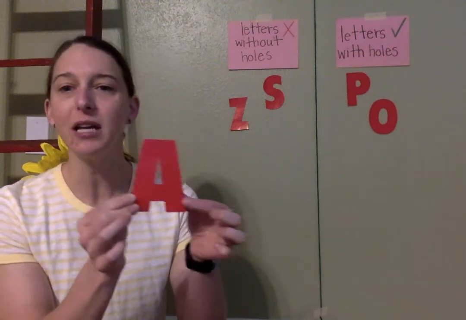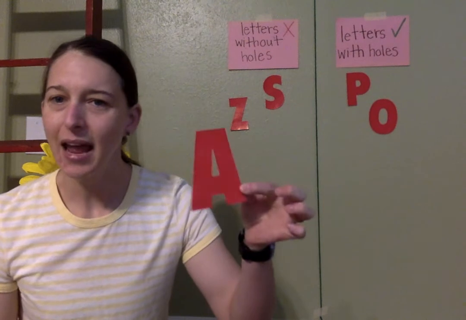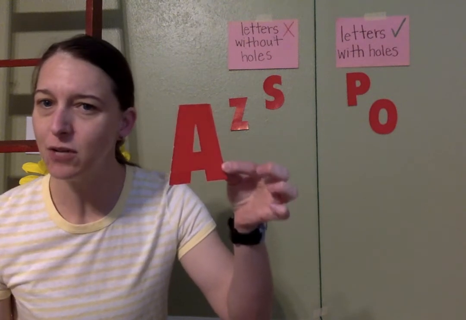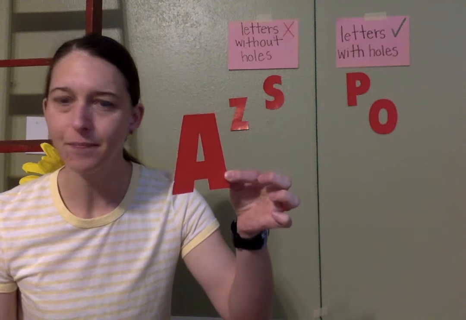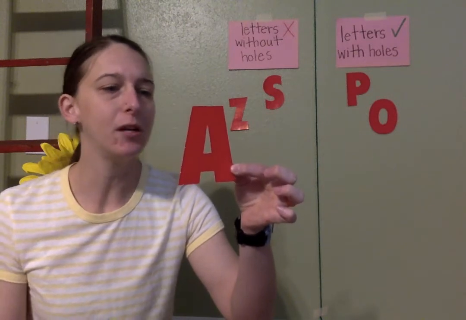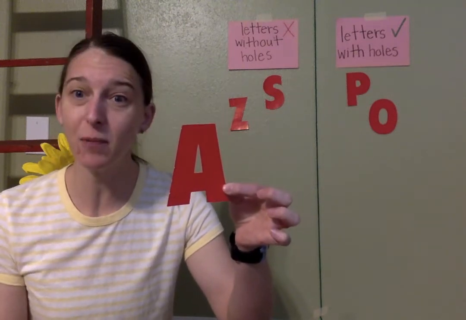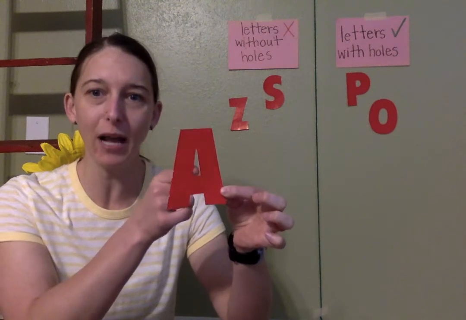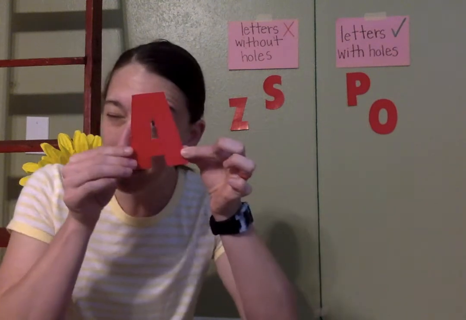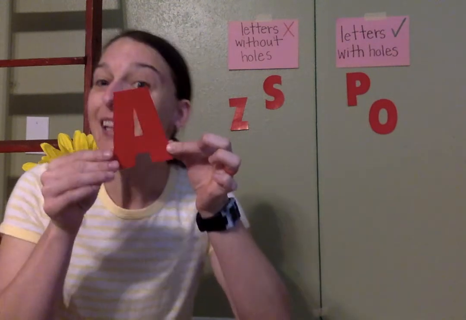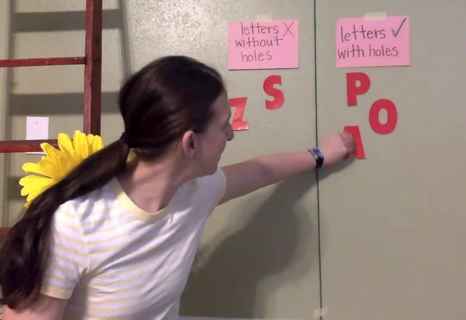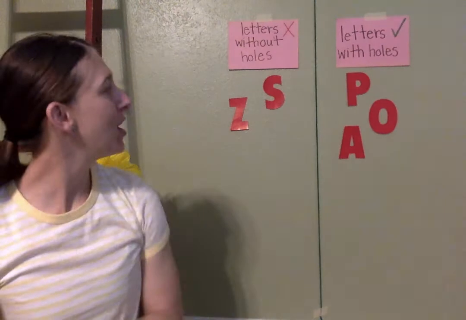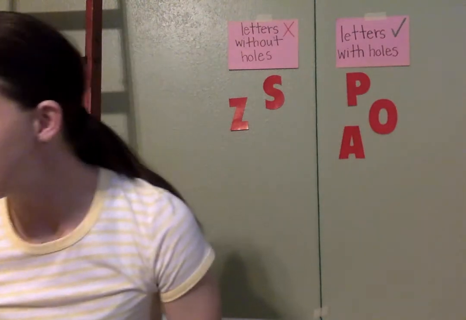I'm looking at letter A, and I need you to help me. Do you see a hole in letter A? I'm looking. This hole is not shaped like a circle, but it is a hole. I can put my finger through it, or I can look at you through it. Letter A does have a hole. Ding, ding, ding. There you go, letter A. All right, let's see what's next.